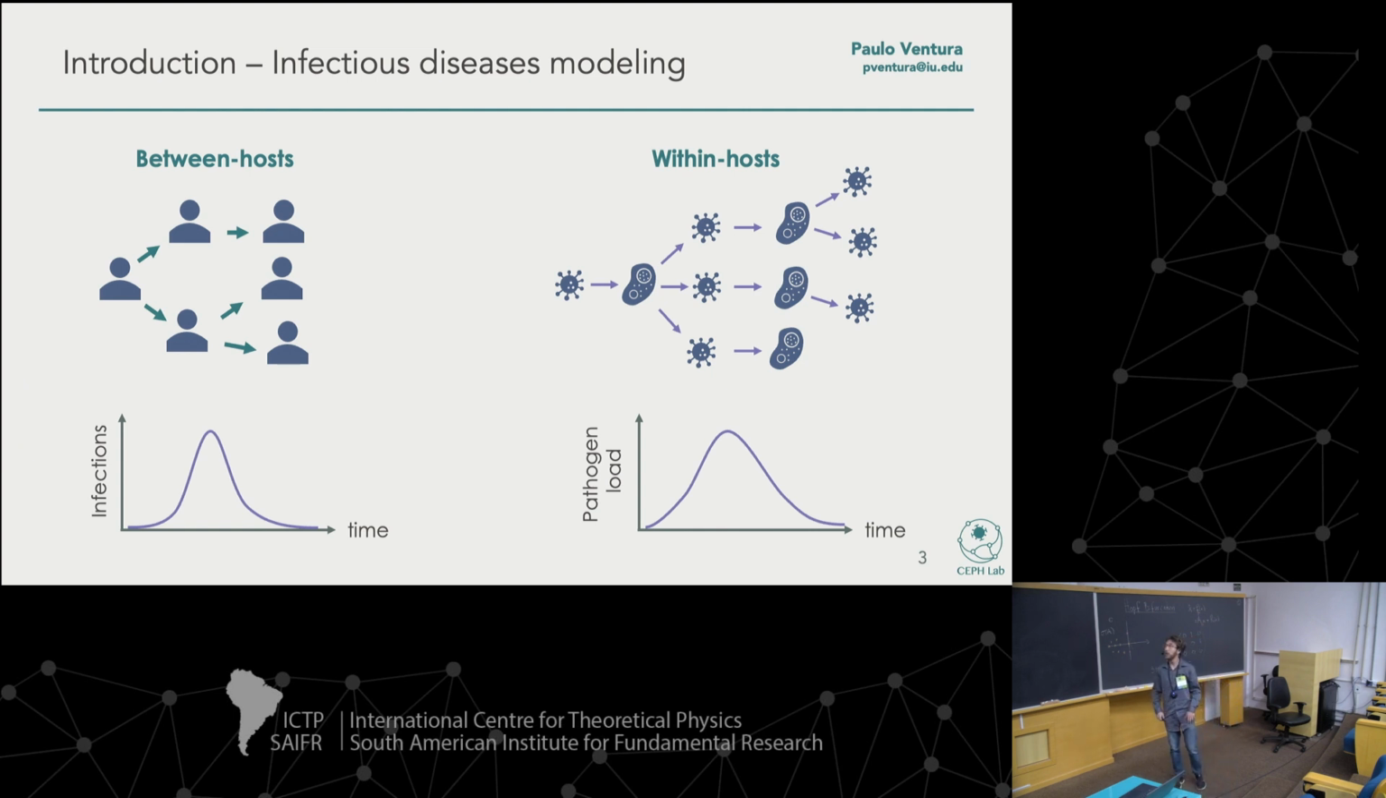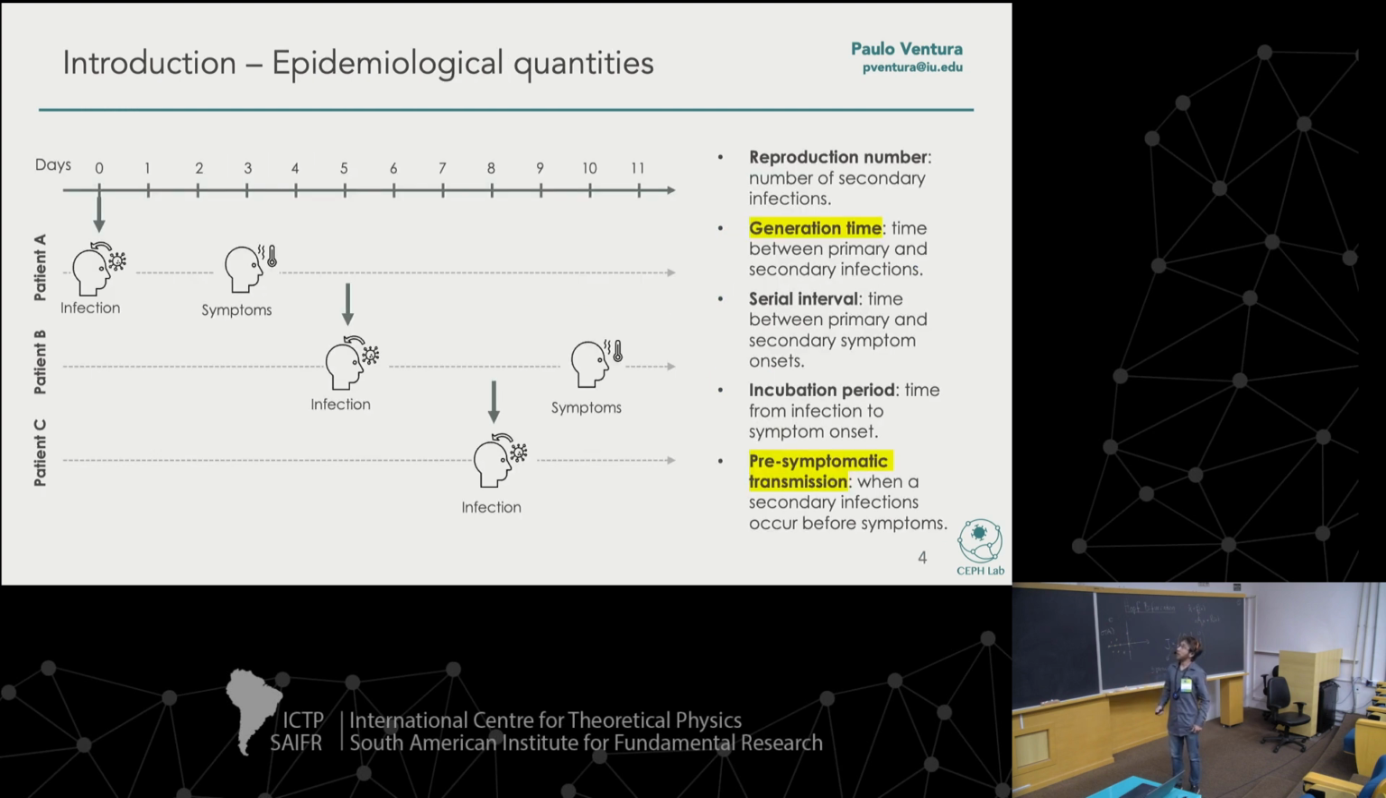But there are also within host epidemic models in which you simulate the spread of a pathogen inside the organism of a host. Okay, and also, as an introduction, I will mention some epidemiological quantities which can be estimated with those models. We have a couple of quantities that are important to epidemiologists, but I'm going to emphasize these two here, the generation time and the pre-symptomatic transmission.